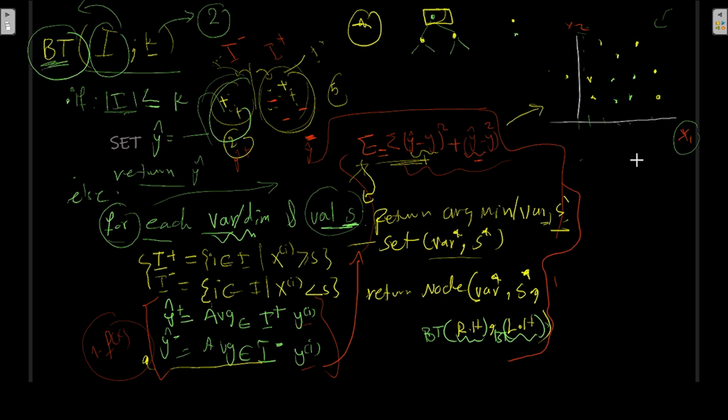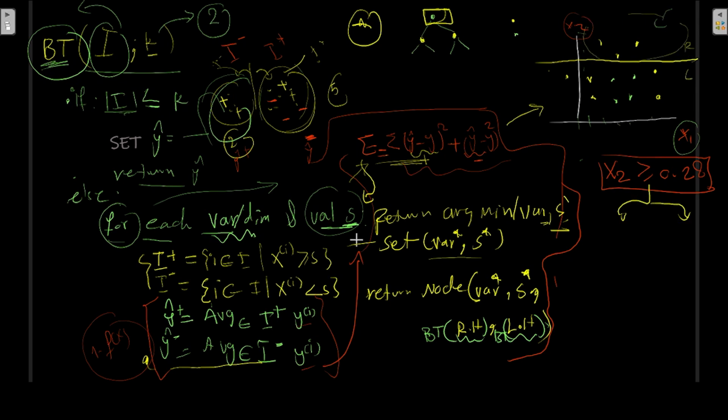Let us assume after I did this first loop, I found out that x2 with the split value larger than or equal, say, to 0.28 is the best split. Okay, it's my first node. I am splitting my data, and it looks like this. I have two sides, the negative and, as we said, the positive. Now I am taking everything here and putting it back again into that same loop.